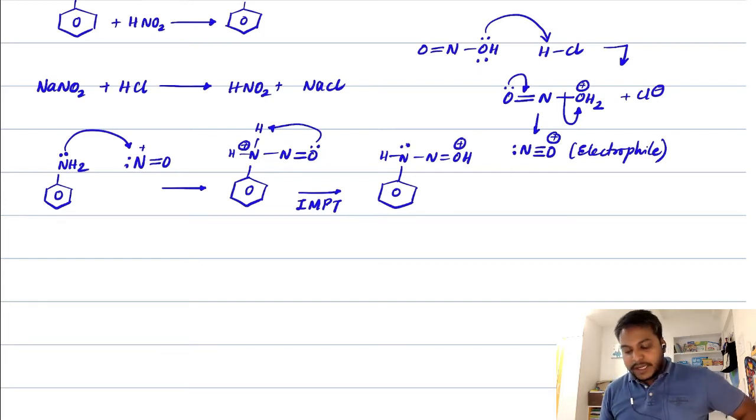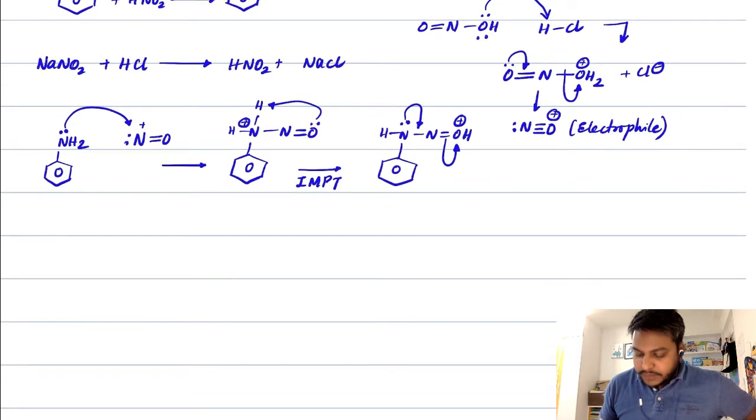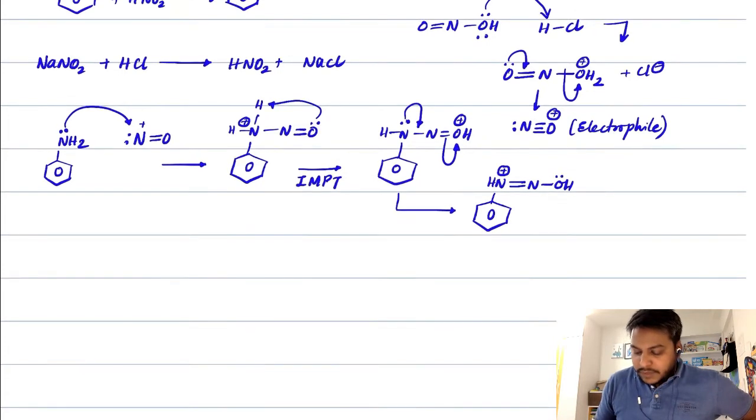And again, a lone pair has arrived on oxygen, which will try to make a double bond with nitrogen, and this bond will shift towards oxygen. So we can see that we will have NH, again a double bond N with OH. Nitrogen again is getting positive charge. One more step of intramolecular proton transfer, where this oxygen will take away this H plus. Thereby we will have benzene with N double bond N with OH2 plus.